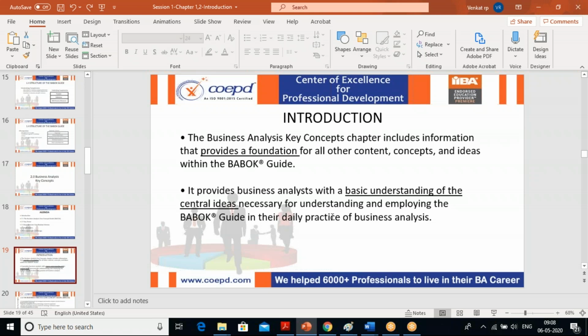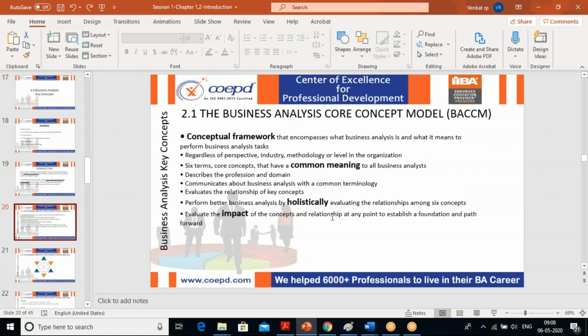If you know these key terms, the stakeholders, BACCM, and the requirements, then automatically BABOK becomes easy for you to understand. So that's the very reason we have to put all our focus here to understand this. Okay, and let us discuss BACCM.